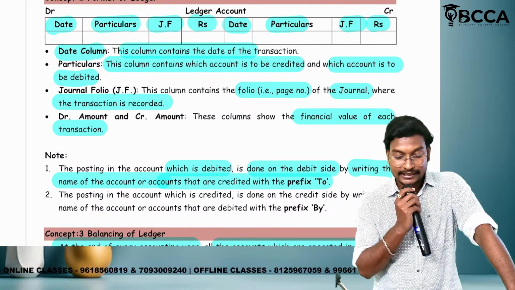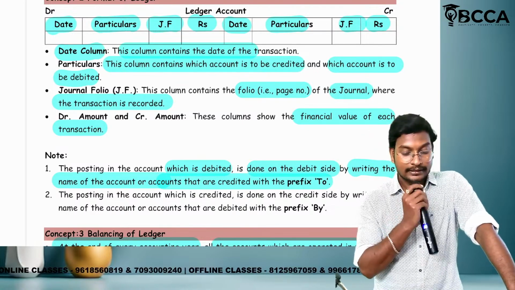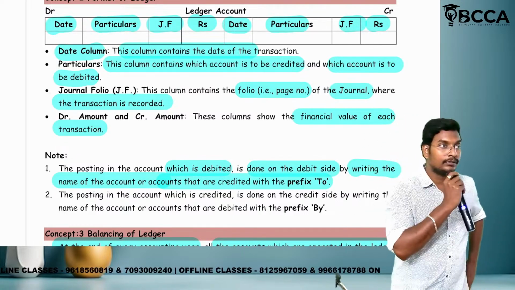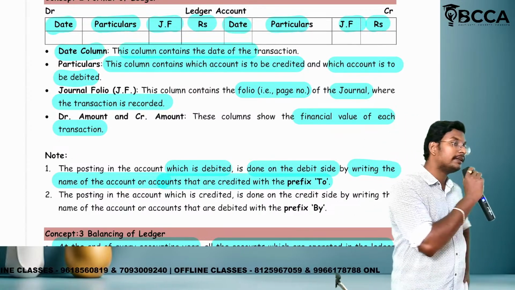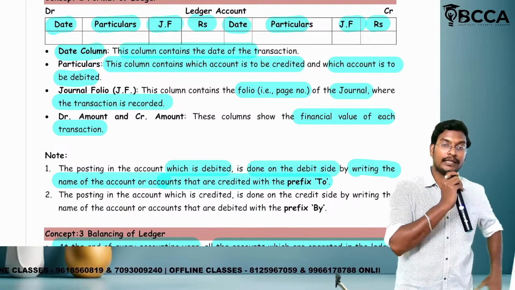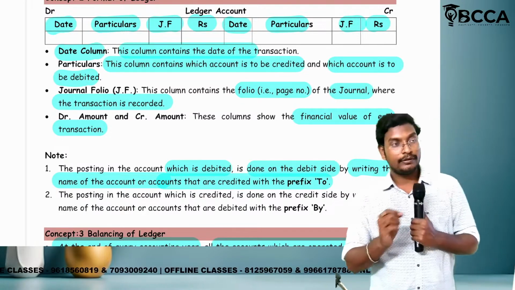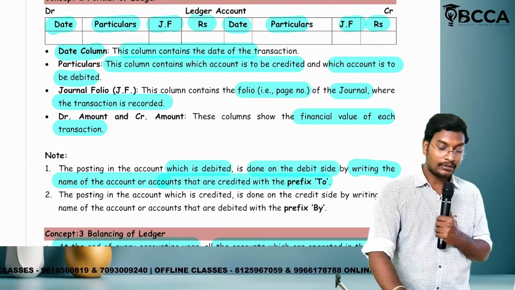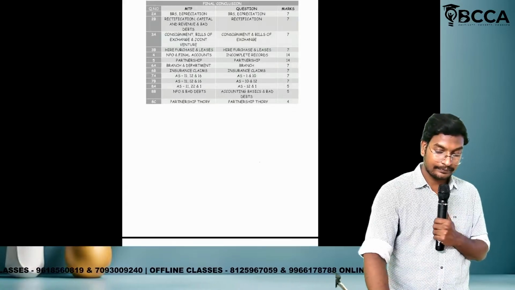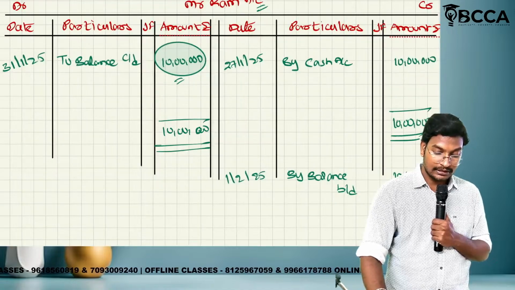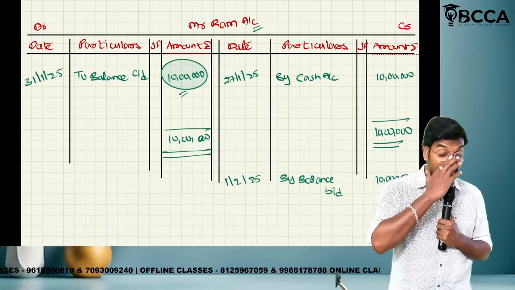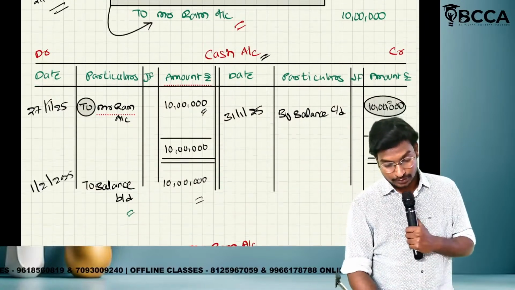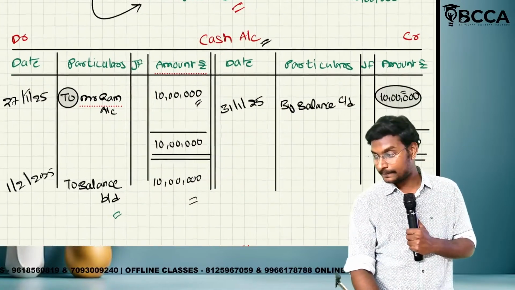We have seen this clearly at the time of balancing. Do you get a clear picture about the ledger? Like this, we need to prepare the ledger accounts. But in our class we will use only the T shape, to complete the revision in a fast manner. That's all. So this is how we need to do the posting.